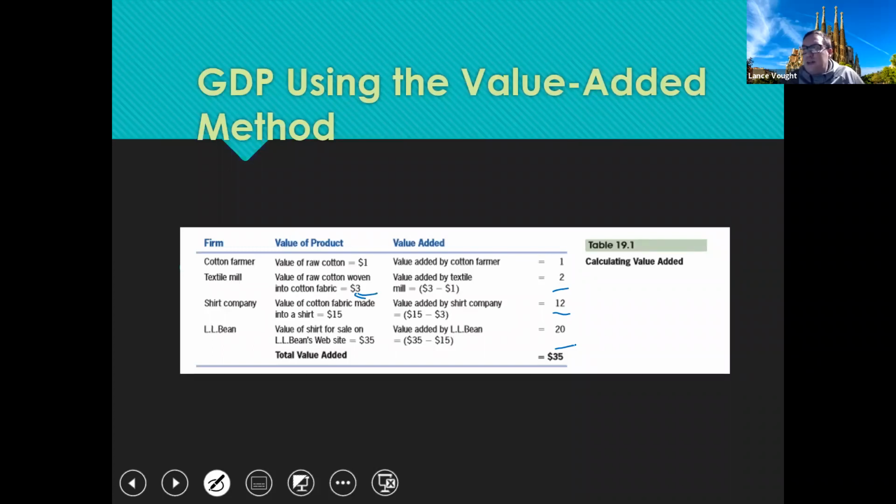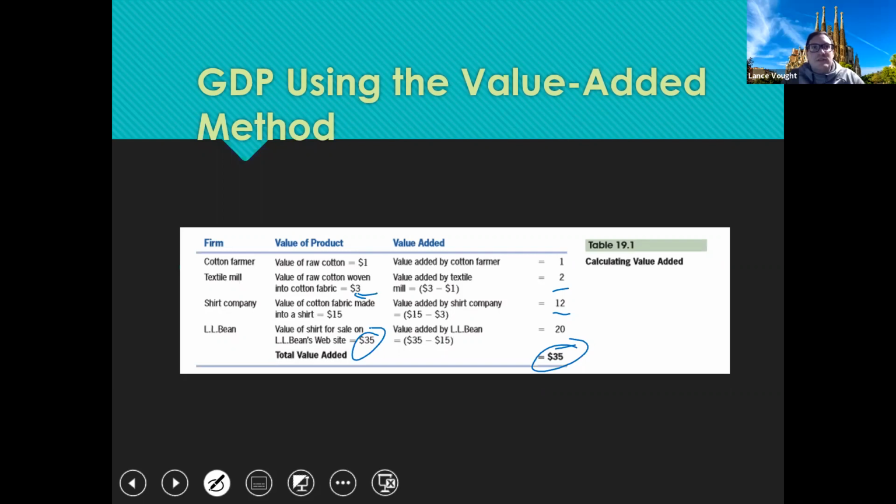Because if you add in the value addeds along the way, 1 plus 2 plus 12 plus 20, that's the same value that you got from the actual product, the sale of the shirt. Now, if you end up not selling the product, then basically the cost of production would be equivalent to the contribution to GDP. So that would be $15 plus however much it would have cost them to screen print the logo on. So if it's free, then we would say it's $15 would be the contribution to inventories. If it's like $1 to do that, then it's $16 would be the contribution to inventories.